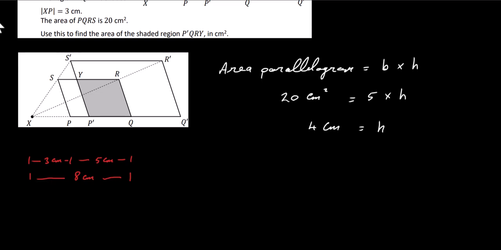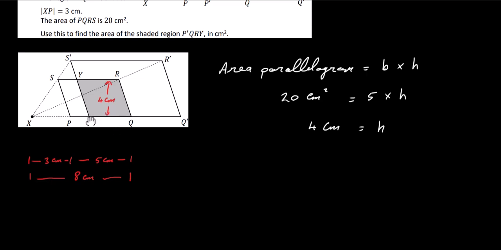So I can now mark in the height of the parallelogram that's 20 square centimeters in area, but that height is also the height of the shaded parallelogram, which is what we're looking for. So our height here is 4 centimeters from there to there. Okay, so the next thing we've got to do is try to find the base of our shaded parallelogram.